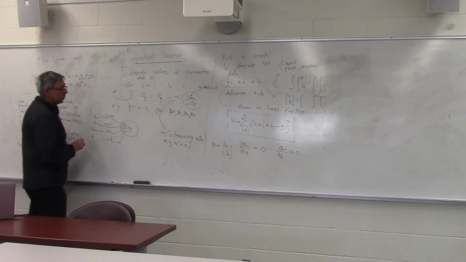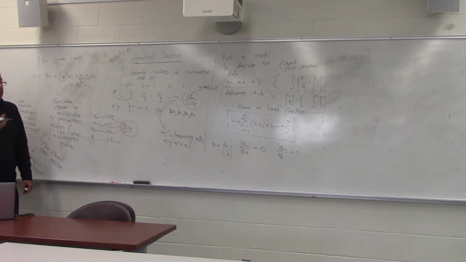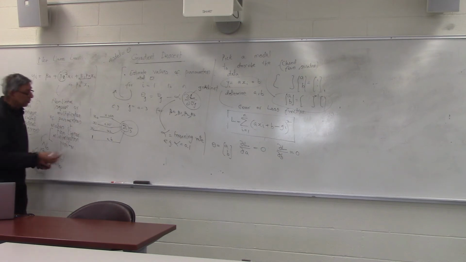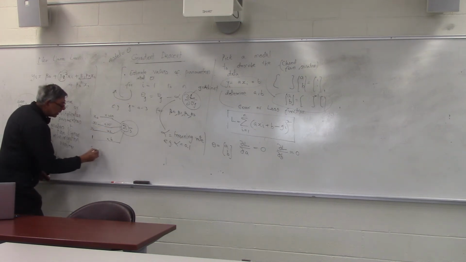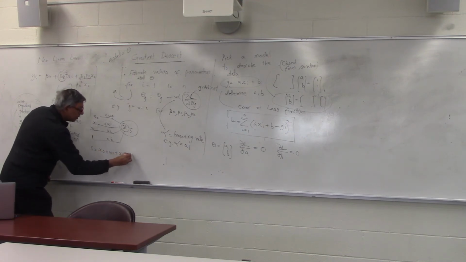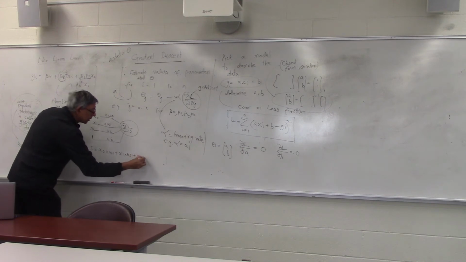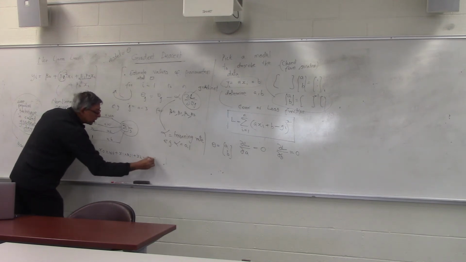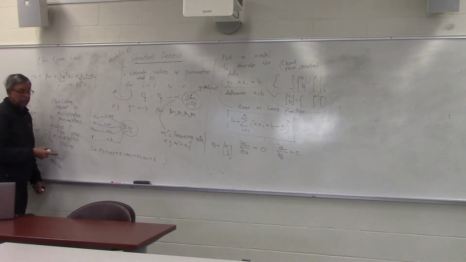Whatever the output is, let me call that output S, S for sum. So essentially, if you take a look at what S is doing, S is x0 times w0 plus x1 times w1 plus x2 times w2 plus b, right? So this is the equation for S.